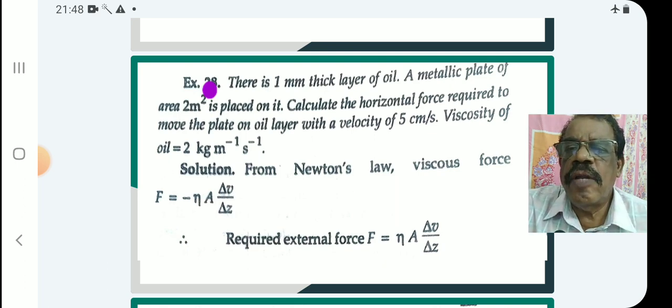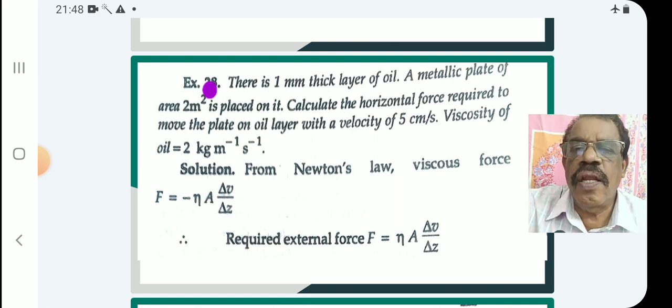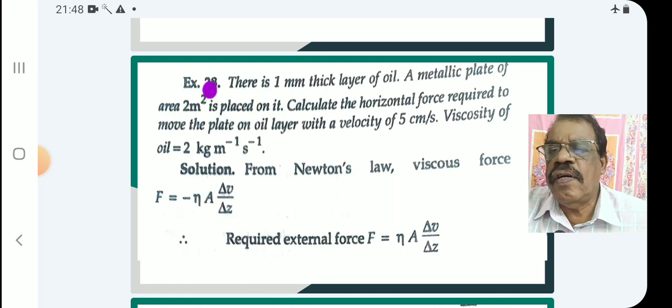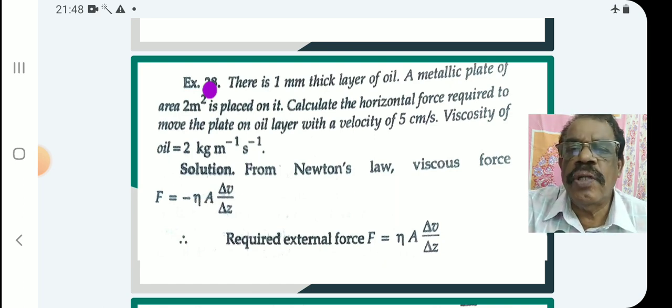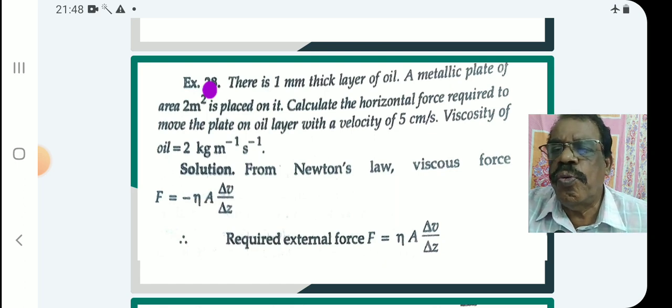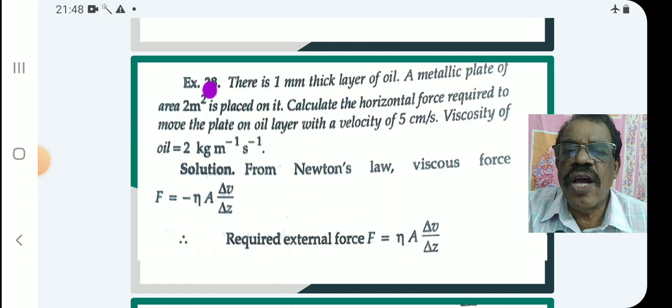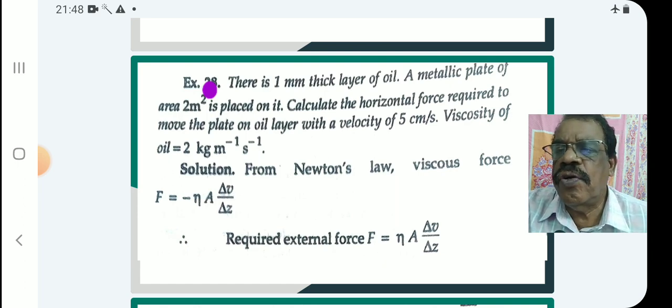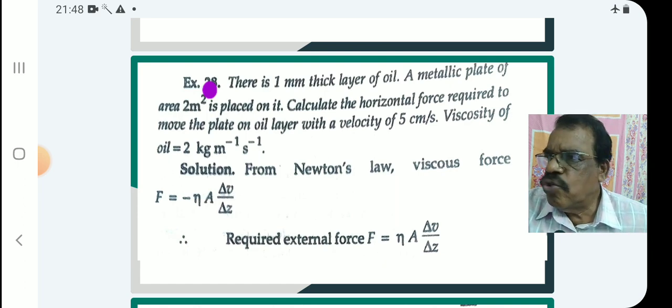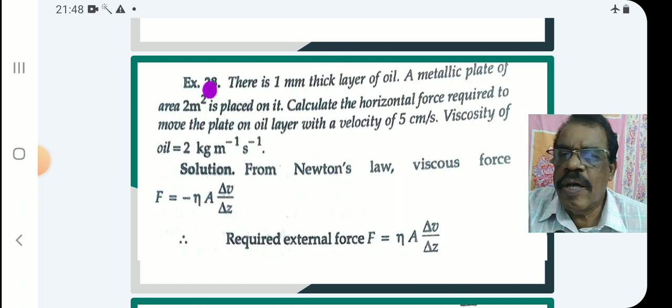There is a 1 millimeter thick layer of oil. A metallic plate of area 2 meter square is placed on it. Calculate the horizontal force required to move the plate on the oil layer with a velocity of 5 centimeter per second. Viscosity of oil is 2 kilogram meter raised to -1 second raised to -1, which is Pascal second.